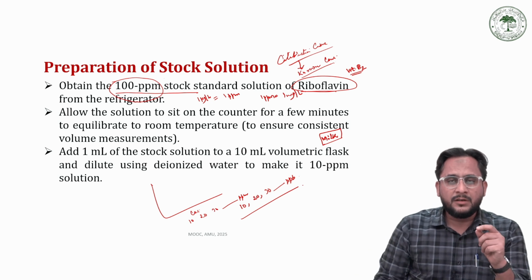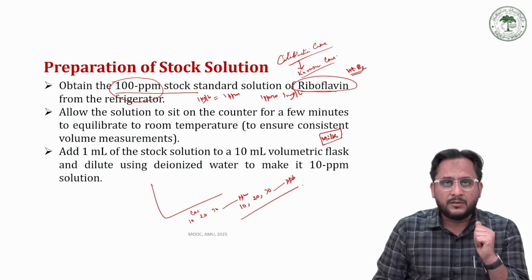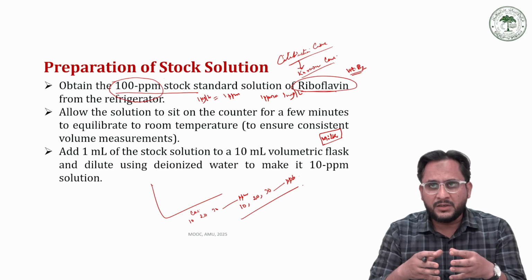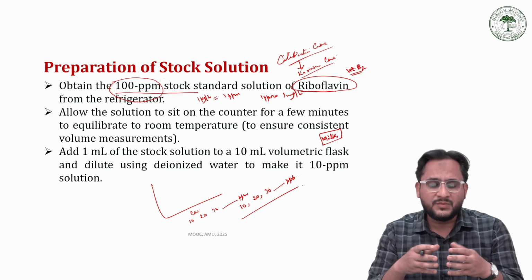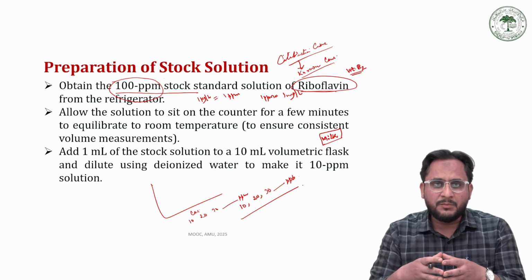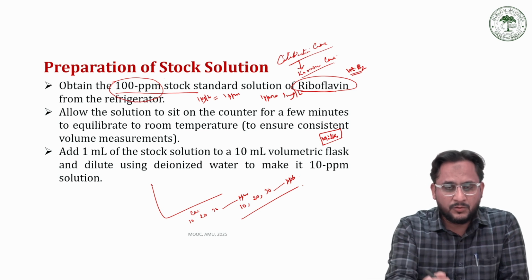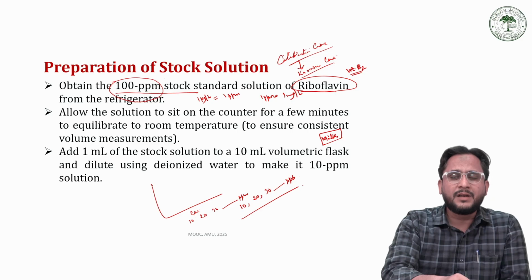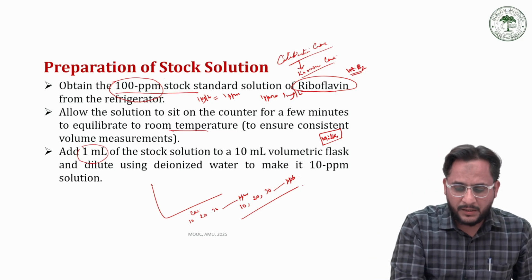Now we first of all take this solution from the refrigerator, keep it at room temperature, and allow it to equilibrate to room temperature, so that volumetric measurements can be done consistently, because at low temperature the volume may differ. In the case of water as well, at 4 degrees the volume is a little bit higher. So we allow the riboflavin solution to equilibrate to room temperature, and then we take 1 ml of this solution and dilute it to 10 ml.